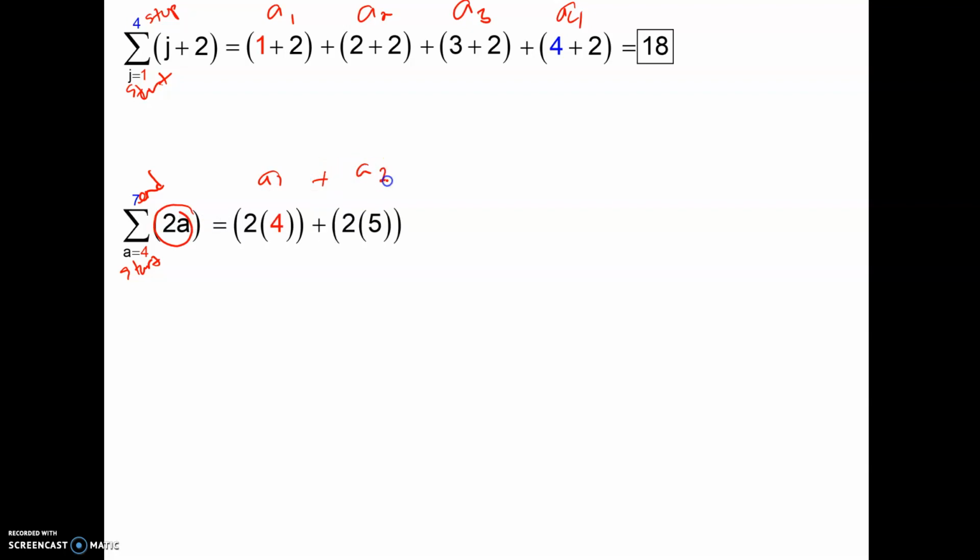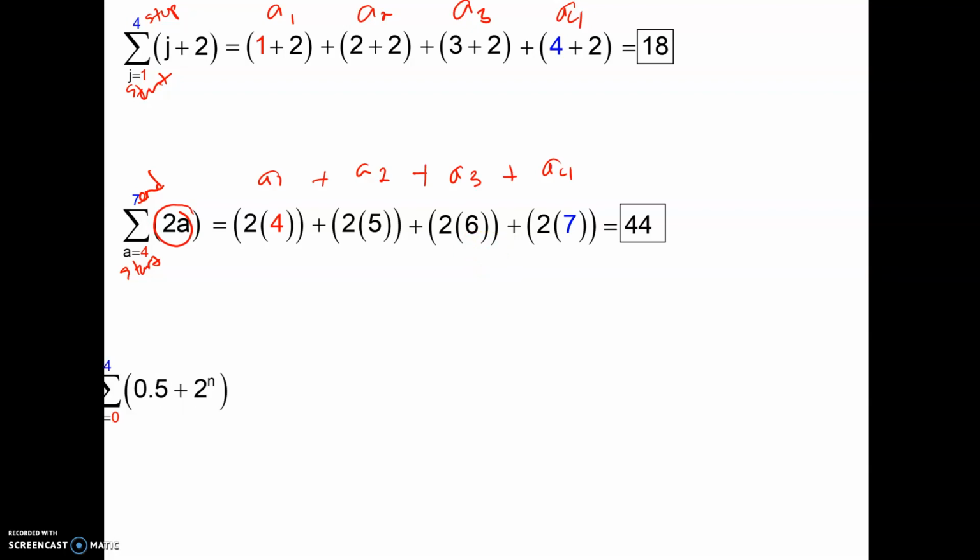And that's a sub 2, which is technically 10. And then after 5 is 6. I plug in 6 for a. 6 times 2 is 12. That's a sub 3. And then I'm going to add that to plugging in 7. That's a sub 4, which is technically 14. So I'm adding 8 plus 10 plus 12 plus 14, and I end up with 44.